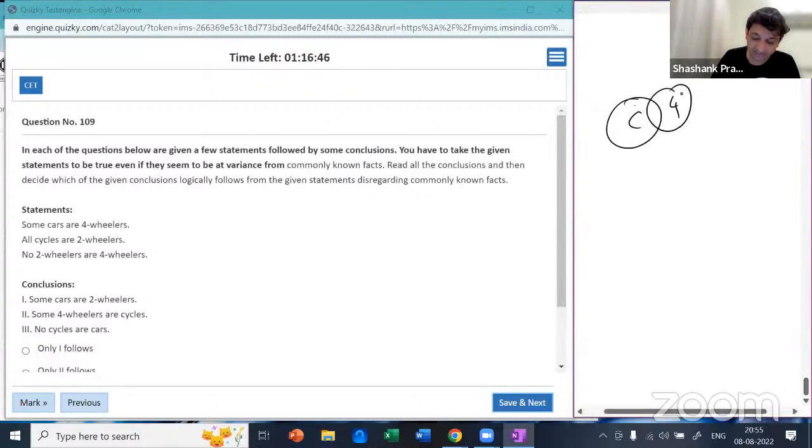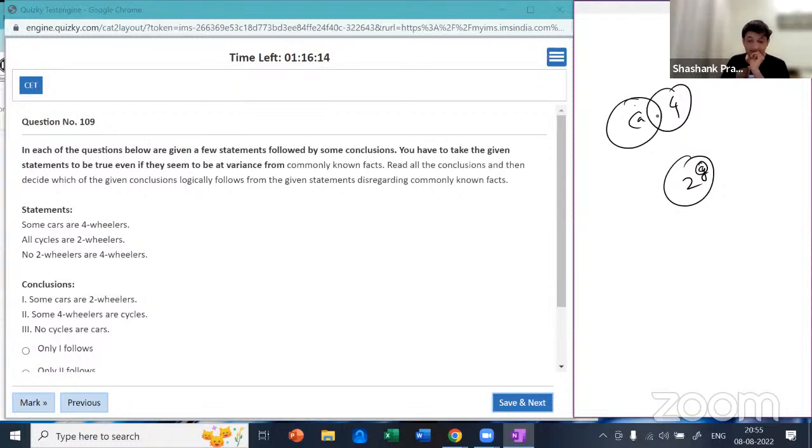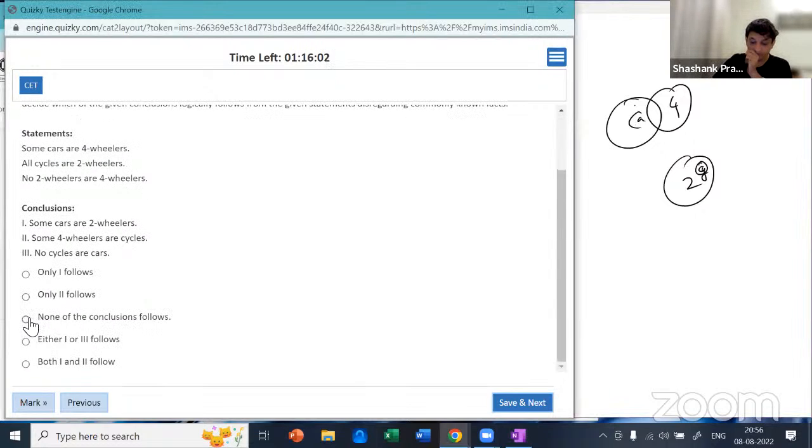Some cars are four-wheelers. No two-wheelers are four-wheelers, and all cycles are two-wheelers. Some cars are two-wheelers, can't say. Some four-wheelers are cycles, can't say. No cycles are cars, can't say. But some cars are two-wheelers. Now some cars are two-wheelers, so how will I negate? By doing this, which will also reinforce. No, sir, I don't think none follows. I think none of them follow. Okay, let's see.